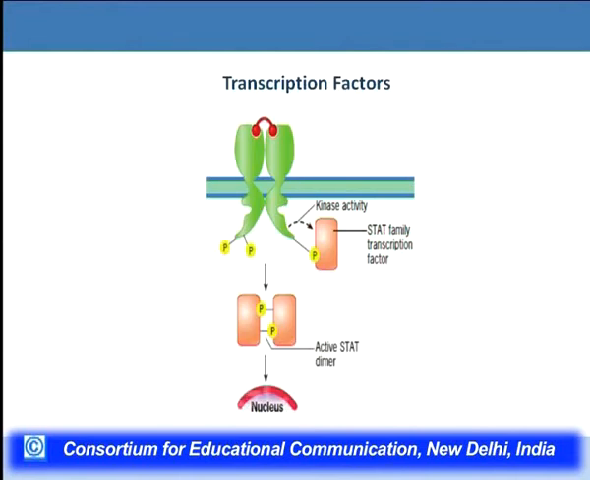So this particular panel shows how one STAT goes and binds to the phosphorylated region of the RTK. Therefore, its own tyrosine gets phosphorylated. Those tyrosines are the sites which attract other STAT molecules, leading to formation of a STAT molecule dimer, which goes inside the nucleus and activates a specific set of genes related to those particular STAT molecules.